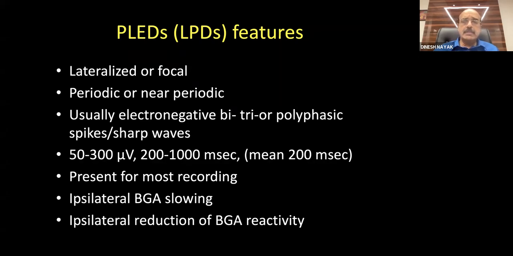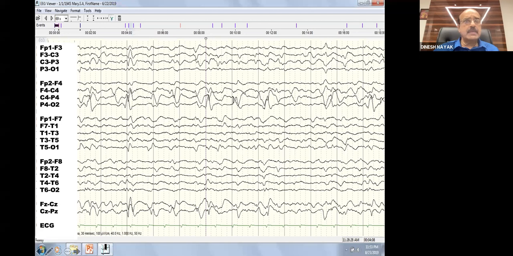Present for most of the recording, that's a very important point. And generally, the background on that side is a bit slower than the opposite side, and the background reactivity on that side is also altered. So these are some of the manifestations or features of lateralized discharges. This is a good example of a lateralized periodic discharge. You can see here that it is predominantly seen at the centroparietal region, occurring every 0.7 to 1 second, 0.8 to 1 second, and that interval is fairly fixed.